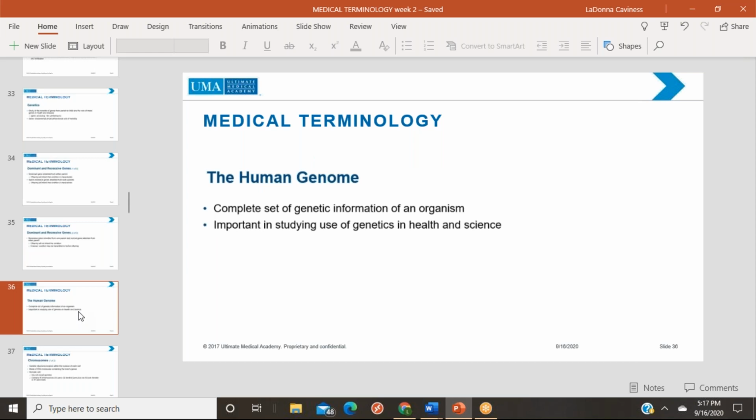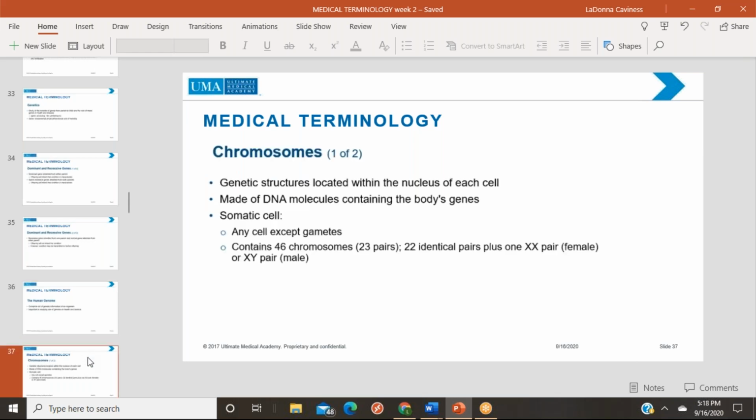The human genome, complete set of genetic information of the organism, important in studying the use of genetics in health science. Chromosomes, genetic structures located within the nucleus of each cell, made of DNA molecules containing the body's genes. Somatic cell, any cell except gametes, contains 46 chromosomes, 23 pairs, 22 identical pairs plus XX pair, female, or XY pair, male.